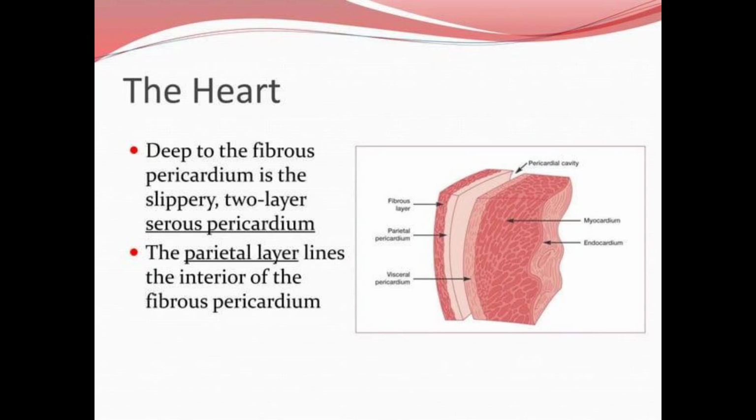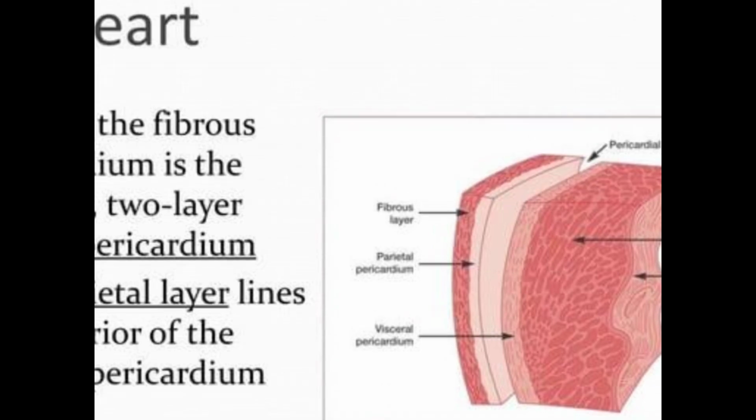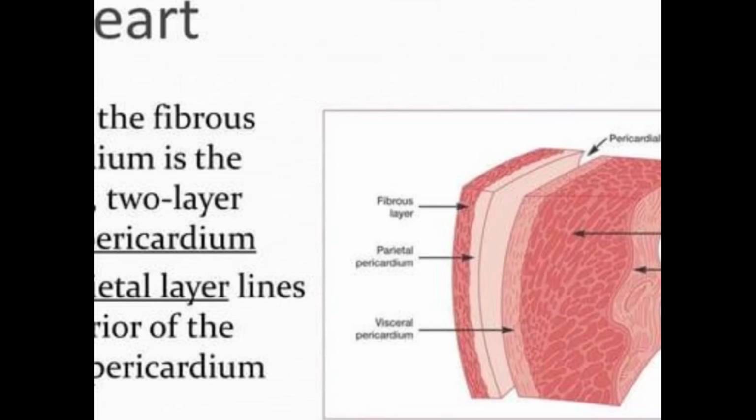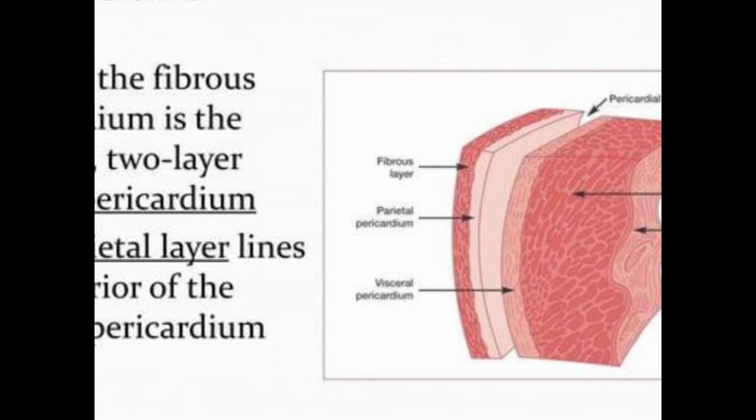The heart, deep to the fibrous pericardium, has the slippery two-layer serous pericardium. The parietal layer lines the interior of the fibrous pericardium. In this diagram you can easily see how the layers are arranged. The innermost layer is the endocardium. Then the outer one is the myocardium, and after that the visceral pericardium. In between the visceral and parietal pericardium, fluid is present; that is called the pericardial cavity and pericardial fluid.